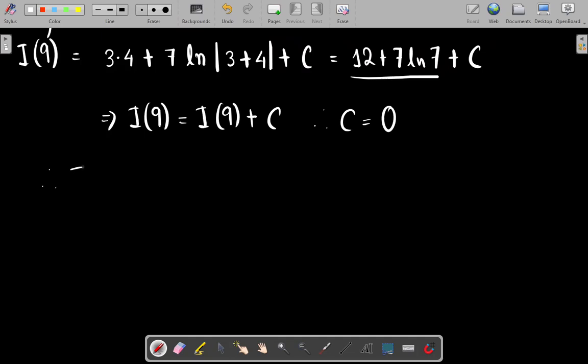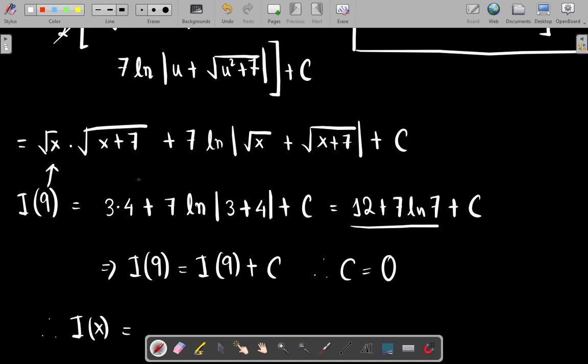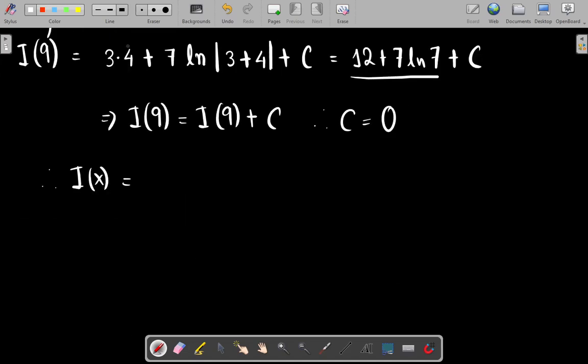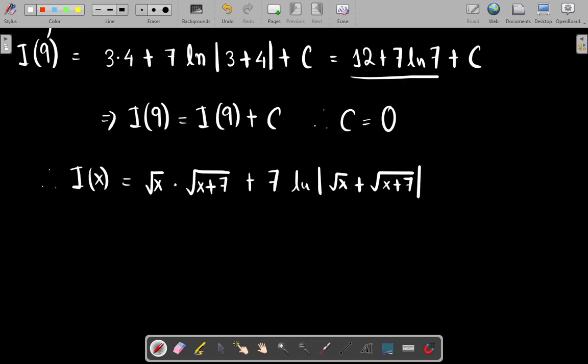Okay. So we have I(x) equal to this expression without the constant of integration, that is, the constant of integration is just 0. So this is root x times root x plus 7, plus 7 log mod of root x plus 7. Okay, this is the expression for I(x).